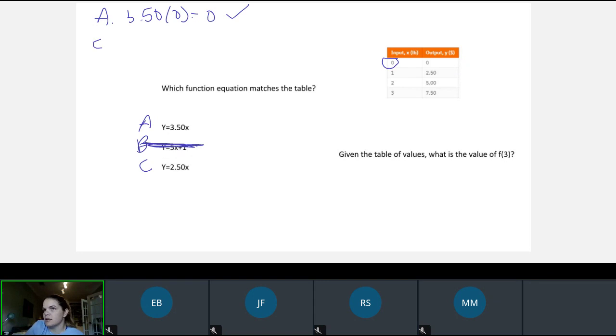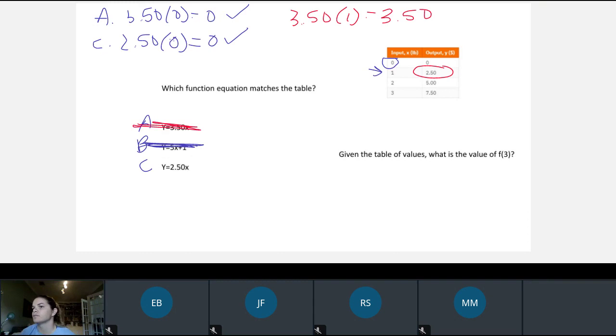For C, I get 2.5 times 0, which is 0. So far, that one works also. So now let's plug in 1. So we got 3.5 times 1 is going to equal 3.5. But we were wanting 2.5. So then obviously you can see that C is the correct answer.